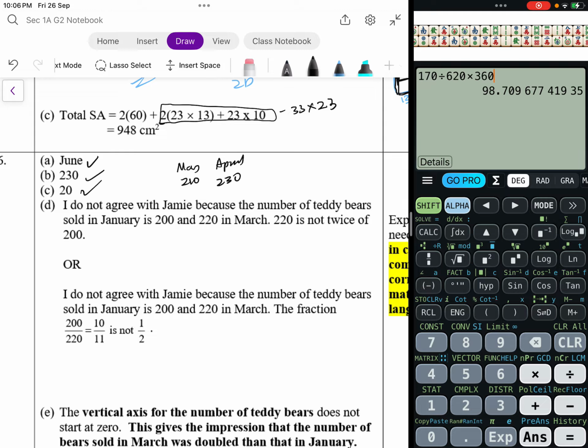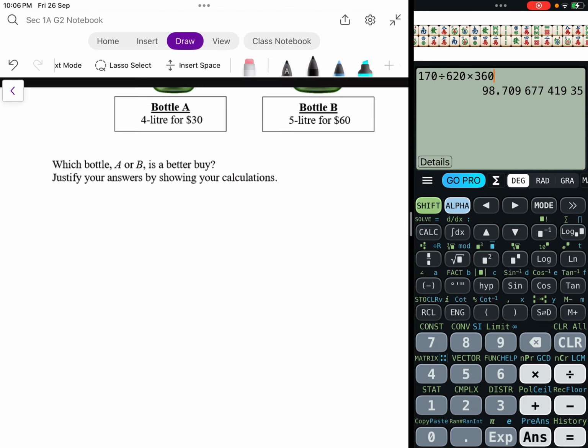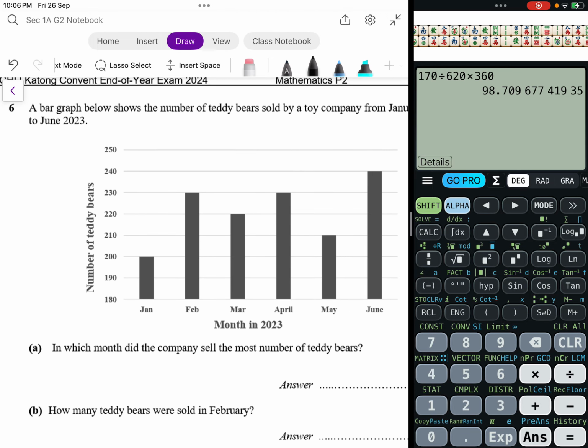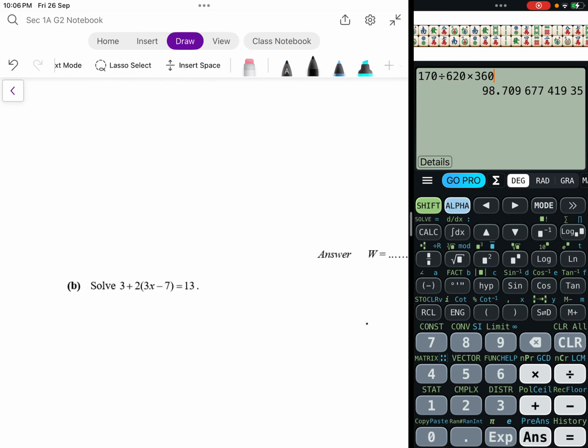Okay, so Jamie observed the bar graph and claimed the number of teddy bears sold in March was twice the number of teddy bears sold in Jan. Okay, so on the diagram, if you look at the diagram, Jan looks like it's double the height of March. Okay, but don't forget, this length here is 200, but this length here is 210. Alright, so it's not correct as what Jamie observed.